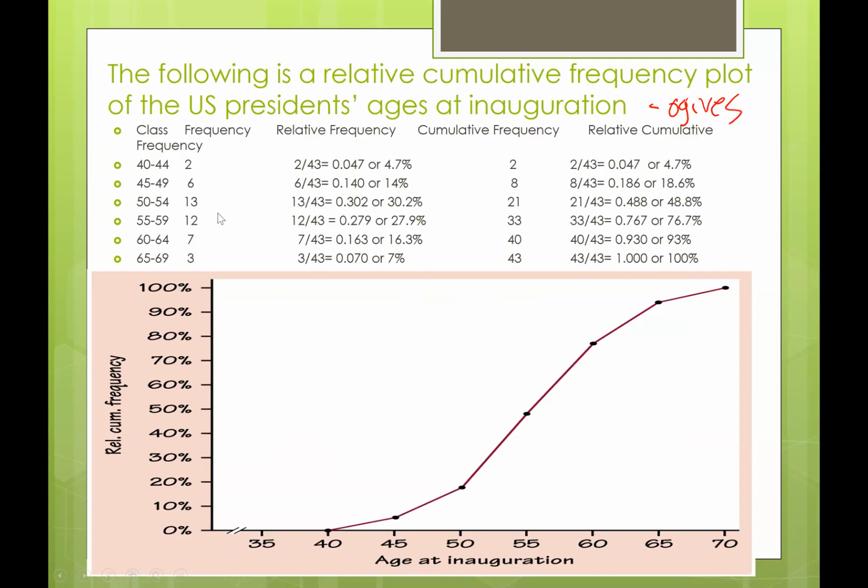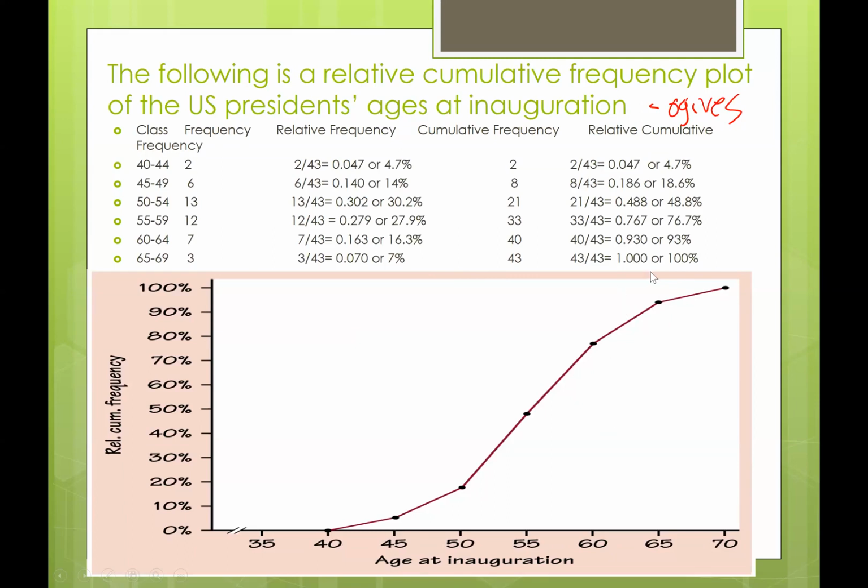So this is the frequency. This is the relative frequency, or the proportion. That's how much we're going to go up by. This is the cumulative frequency. So it's the total amount up to that point. This is the relative cumulative, or cumulative relative, whichever you prefer. This is the percentage adding up everything to that point. So obviously we should end at 100, because at that point 100% of the presidents were inaugurated before the age of 70. So you can see how much we went up by each time.